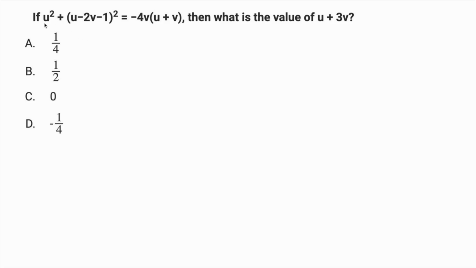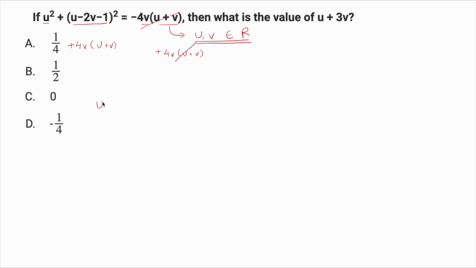We have u square plus u minus 2v minus 1 the whole square is minus 4v into u plus v. Now before we solve further, guys, it is implicit or understood that u and v are basically real numbers. If nothing is mentioned about u and v, by default we consider them as real numbers. So now we just add 4v into u plus v on both sides. On the right hand side you already have minus 4v into u plus v.